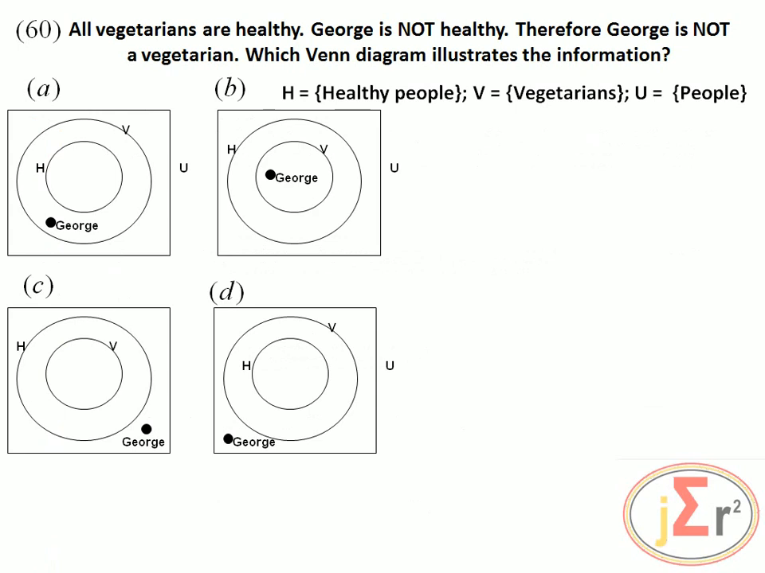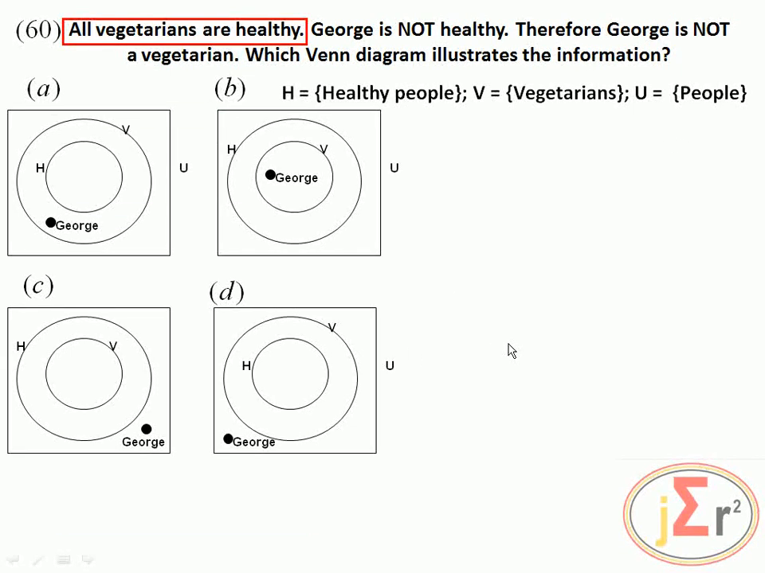All vegetarians are healthy. That means I must be healthy. George is not healthy. Therefore, George is not a vegetarian. Which Venn diagram illustrates this information? Now, H is the set of healthy people, V the set of vegetarians of which I'm included, and U is the set of all people.